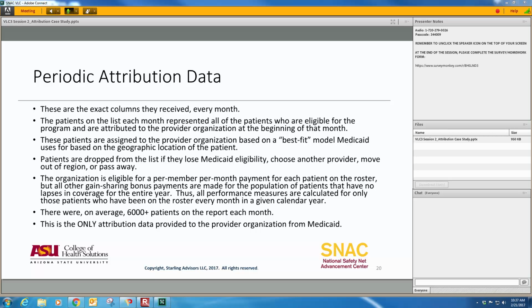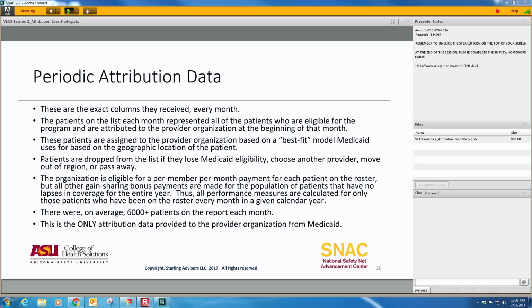All other gain-sharing bonus payments are made for the populations of patients that have no lapses in coverage for the entire year. So they get a monthly PMPM that is essentially a reward for operating like a medical home. And then at the end of the year, they receive other incentive payments, but those payments are tied to folks that were on the roster essentially for all 12 months. This organization has, on average, about 6,000 patients on the report. We only gave you a small snippet of the data. That was intentional because we just didn't think it served any purpose to give you the full list of 6,000 patients.